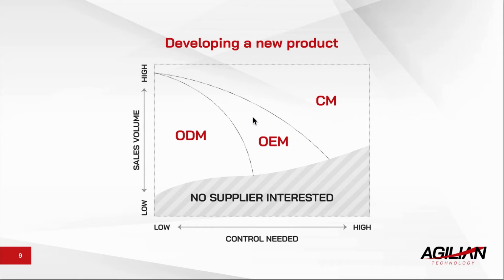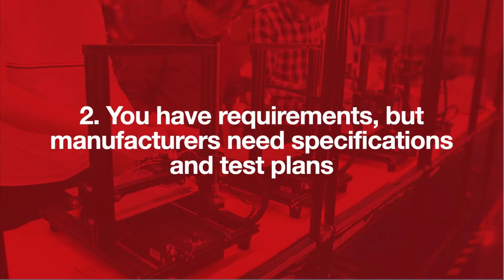And then as your volume gets higher and the level of control that you need is also greater, you will want to work with a contract manufacturer. Okay, so it really depends on your situation, and it has a lot of impacts, as we'll see in the next slides. Now, tip number 2 is requirements about the product and the way it's going to work and so on are nice, but it needs to be very, very specific.